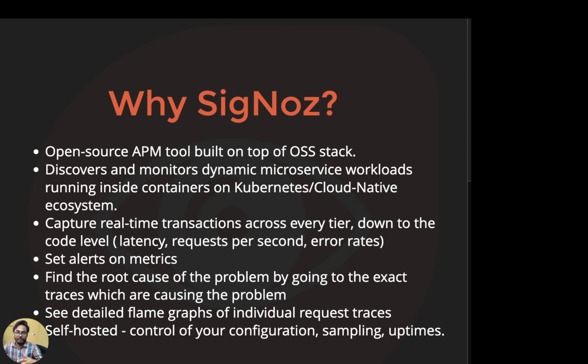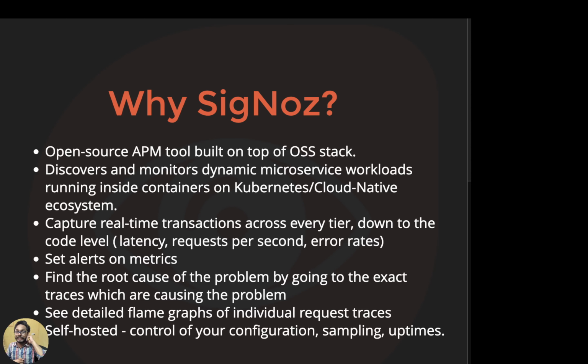SigNoz discovers and monitors dynamic microservice workloads running inside containers on Kubernetes, and shows how they are performing, how they are communicating with each other, and immediately detects poorly performing microservices, right? And it supports a cloud native ecosystem. So what else do you need, right? It also captures real-time transactions across different tiers, and in fact down to the code level, right?